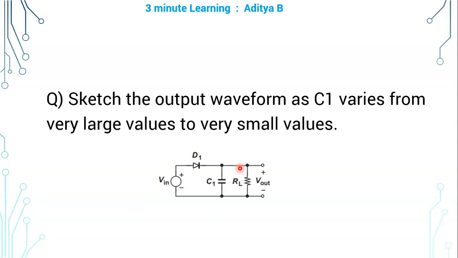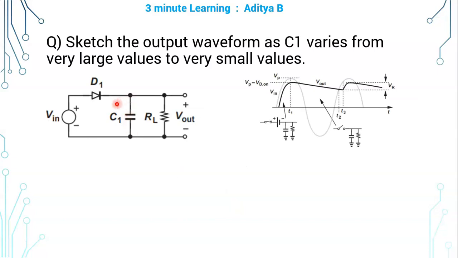Sketch the output waveform as the capacitor C1 varies from very large values to very small values. This figure corresponds to a half wave rectifier with a capacitive type of filter at the output to reduce the ripple content. This capacitor is called the smoothing capacitor.